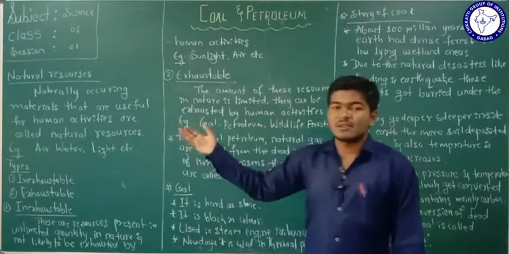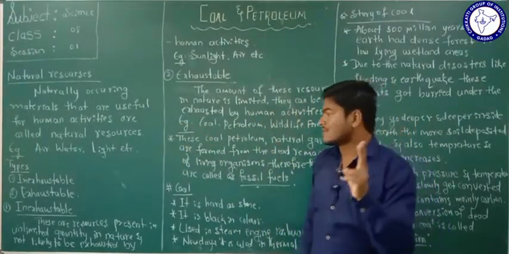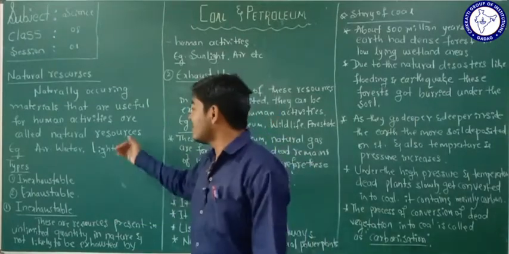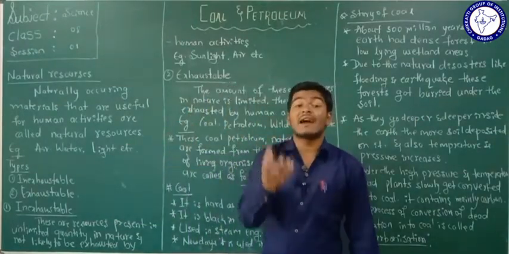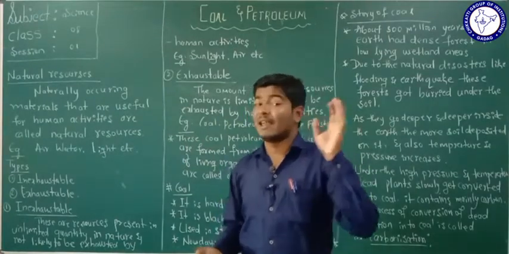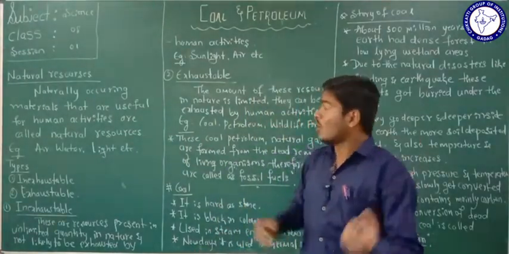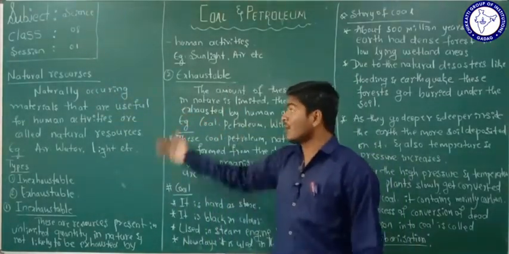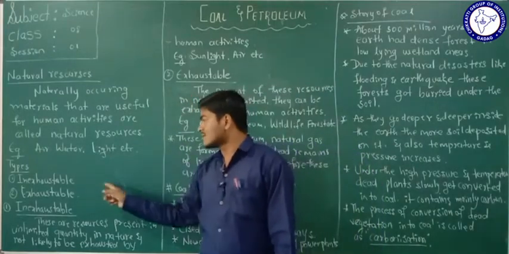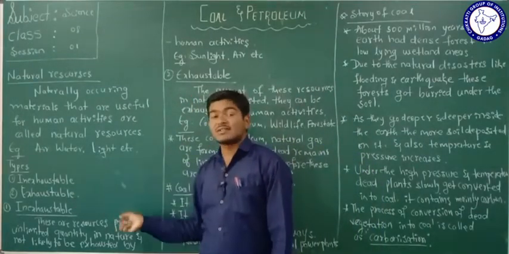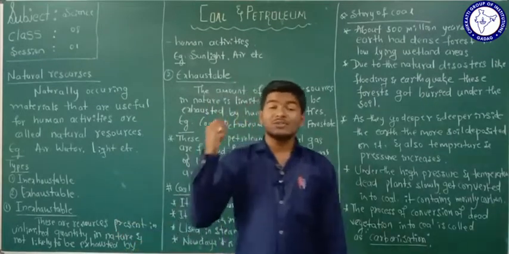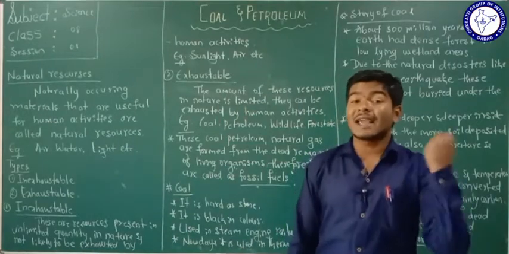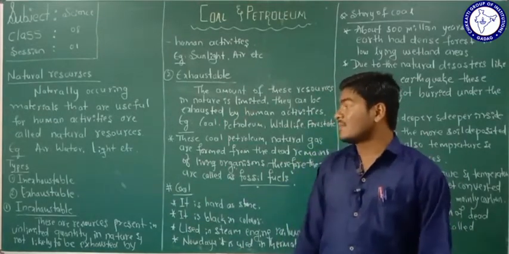In natural resources we make mainly two types, that are inexhaustible and exhaustible. We differentiate the natural resources based on their availability, how much of them is present in nature. Based on that we differentiate natural resources into two types: inexhaustible natural resources and exhaustible natural resources. And the question arises in your mind, what is meant by inexhaustible natural resources? What are the examples for inexhaustible natural resources?